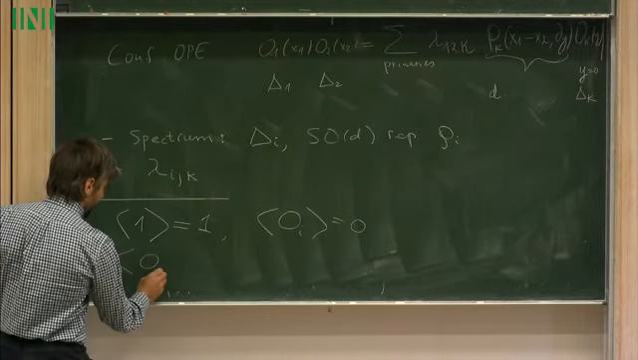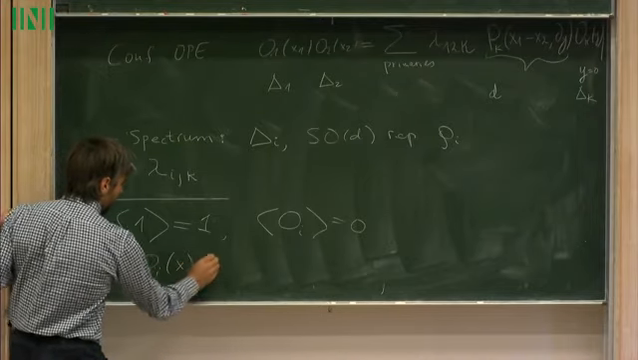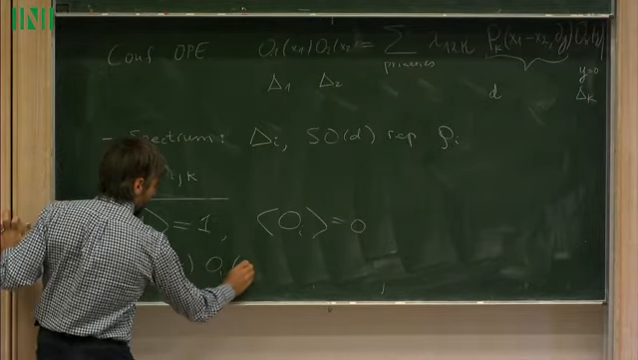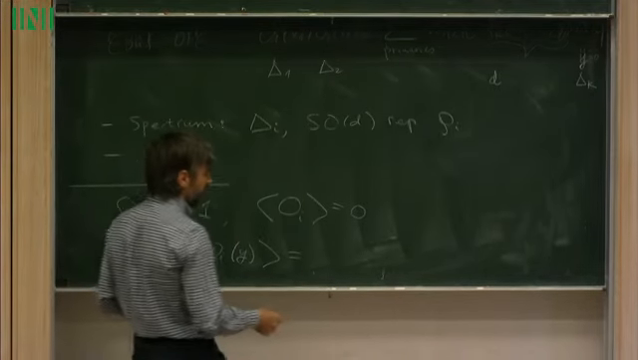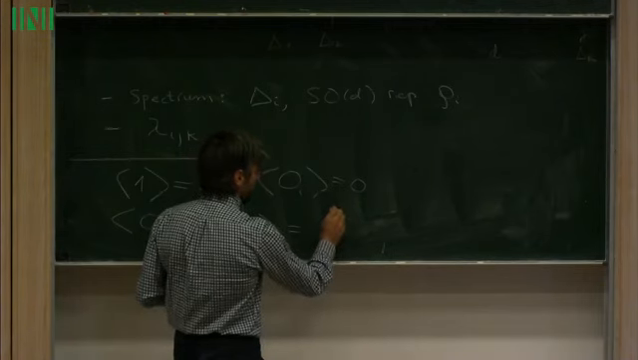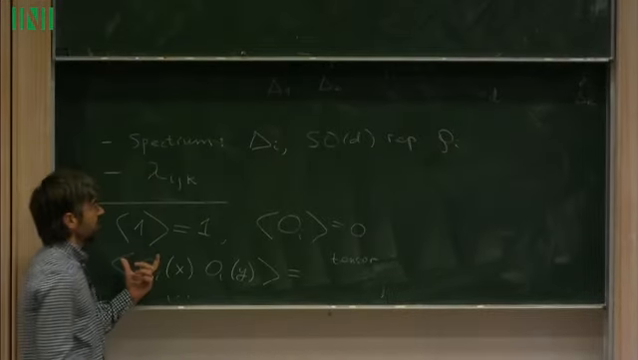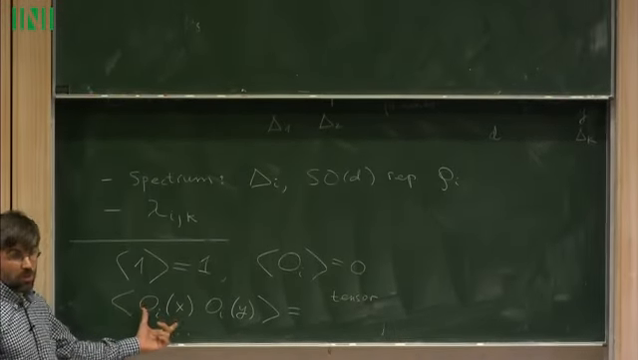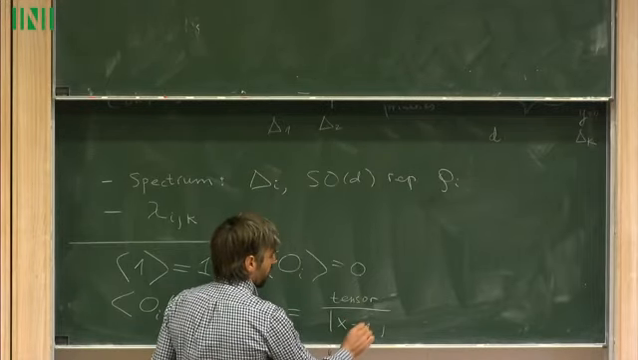And the two-point function of any operator with itself is completely fixed by conformal invariance. So it's equal to some tensor structure which depends on the representation rho i of this operator, divided by x minus y to the power 2 delta i.